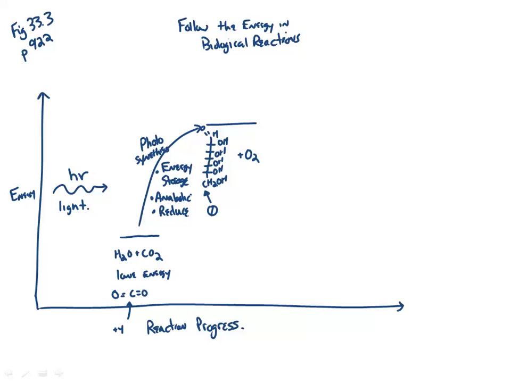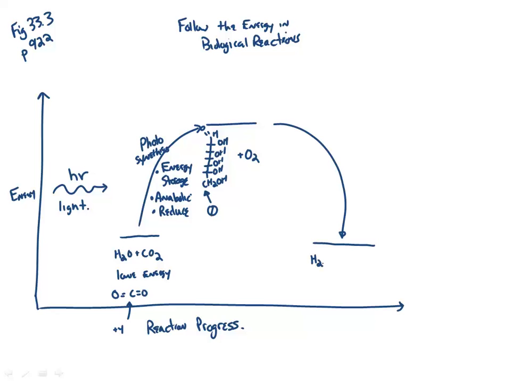So here we've got energy storage. We've got reduced carbons up here because we reduced it. And then, of course, the other half of that process is going back to water and carbon dioxide. Whoops. Oh, good, it didn't delete. And, of course, we get energy out by going through that opposite process.